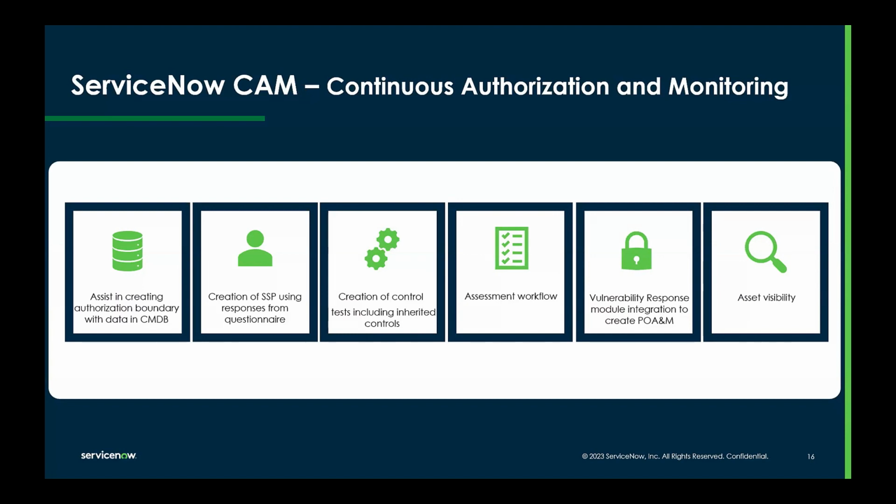And for inherited controls, you're going to get three options. It's either not inherited, and it's up to you to implement. It's fully inherited, in which case you, the organization that's using that CSP, will not have to do anything. Or it's going to be partially inherited, like a shared control. So they have a part to play in it, and you have a part to play, and you're going to have to marry those two together.